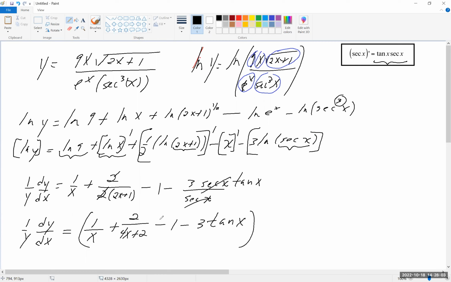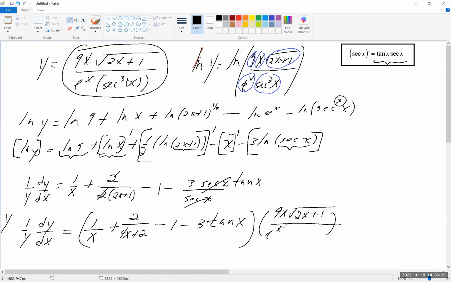Put this in parentheses because what I want to do is multiply both sides by y. But instead of putting a y over here, I know y is all this stuff. And because these cancel, I can just delete them. And that is my final answer there.